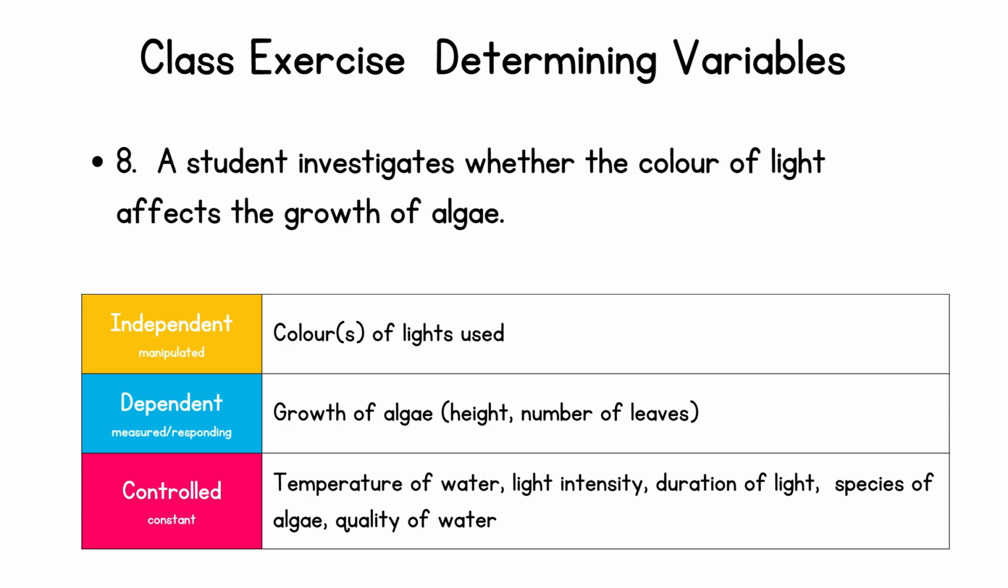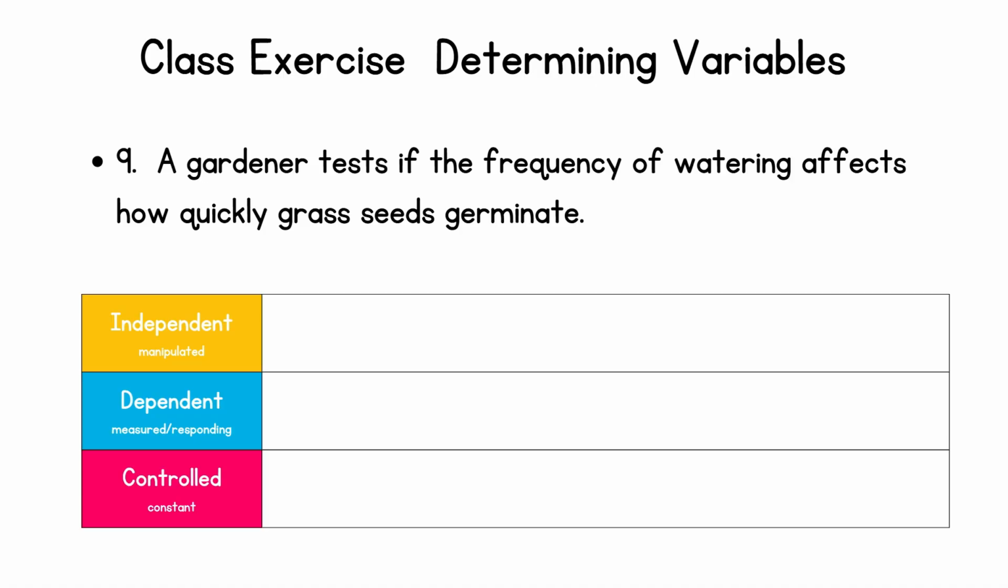Awesome sauce, students. All right, number 9: a gardener tests if the frequency of watering affects how quickly grass seeds germinate. What is the independent variable here? Remember, the independent variable is the one that you purposely change. What is your dependent variable? What is the one that's responding? What's being measured? What are you controlling? What is being held constant?